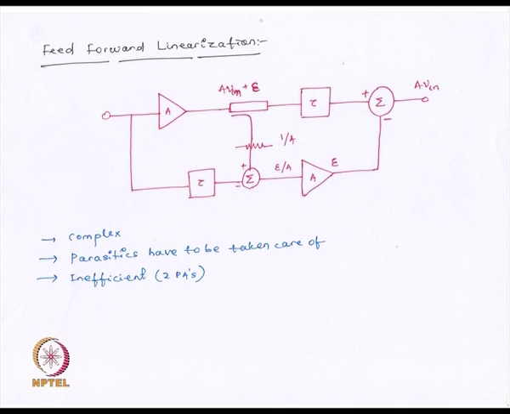The problem with this is the correct tuning of the devices, that is we need two identical stages, then these delays have to be tuned, this amplifier has to be tuned, and also we need two summers which have to be accurately working. Also, since we need two amplifiers for this function, it is also inefficient. It improves the linearity, but it reduces the efficiency.